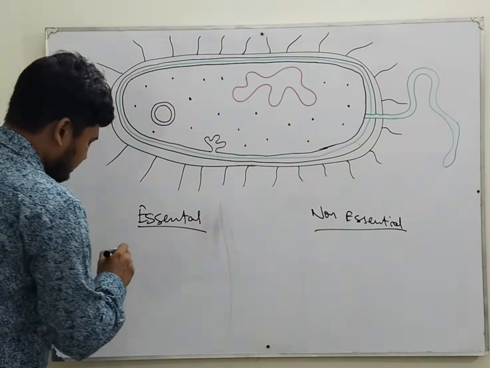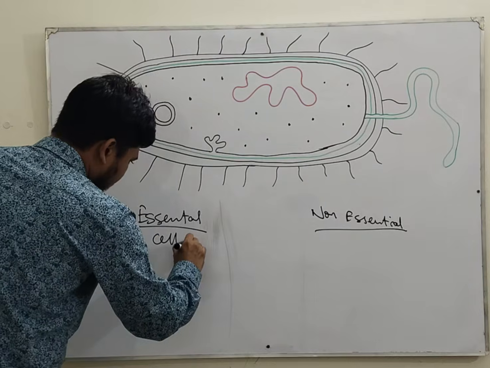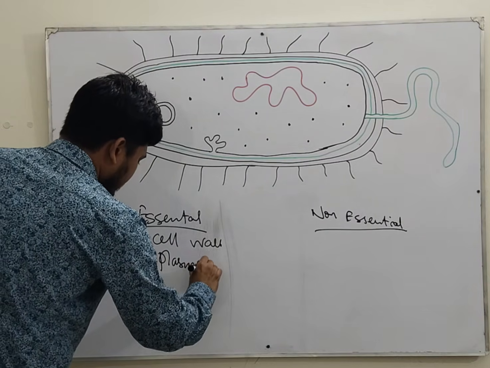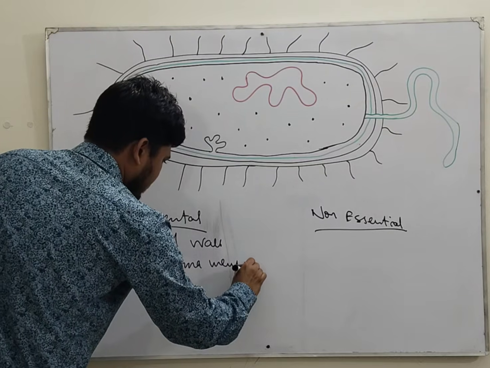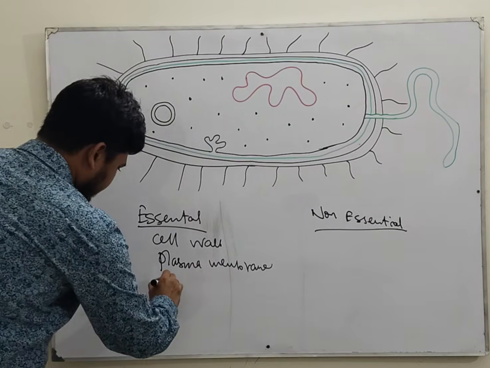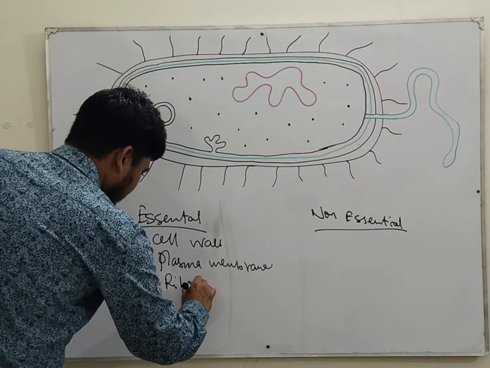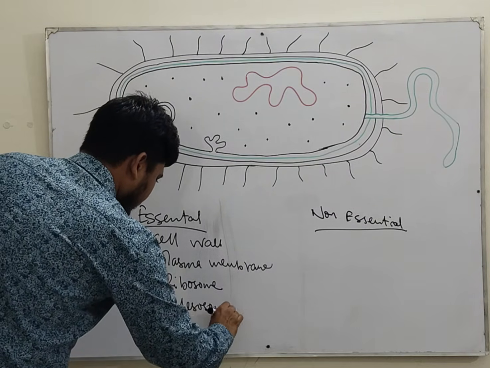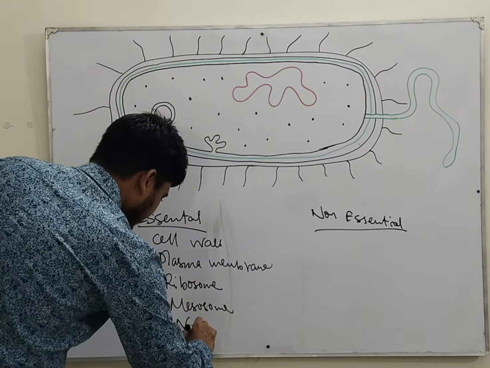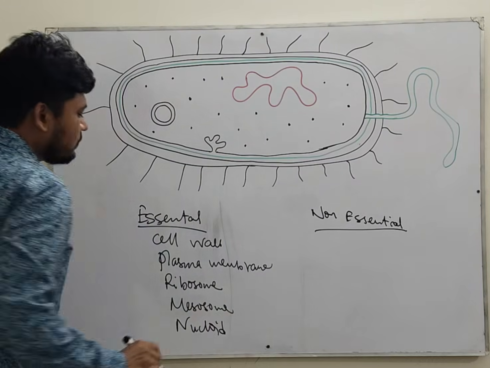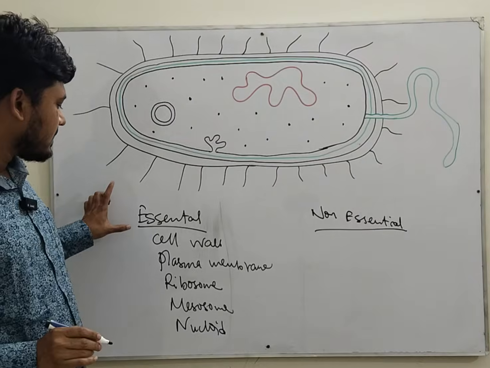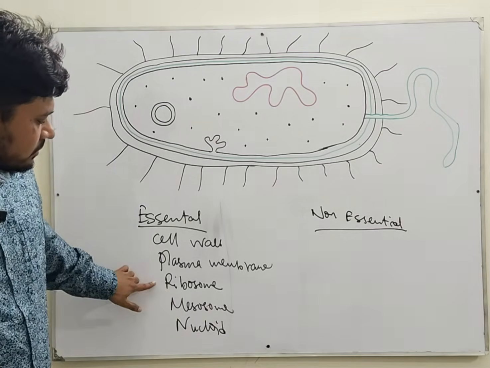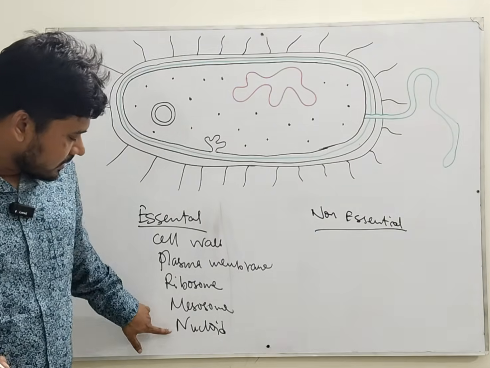Essential components are cell wall, plasma membrane, ribosome, mesosome, nucleoid. Essential components are cell wall, plasma membrane or cytoplasmic membrane, ribosome, mesosome, nucleoid.